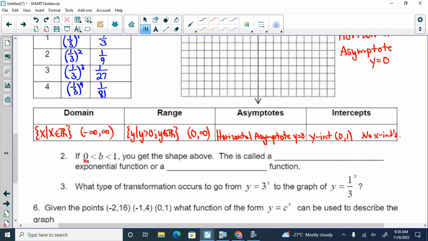Is your base able to be 0? It can't be 0, because then you would have had nothing to begin with, and you have nothing left, and there's nothing there. So that's why it always says 0 is less than b is less than 1, and the other one says b is greater than 1, but 0 and 1 are not inclusive. So this is called a decreasing exponential function or a decay function.